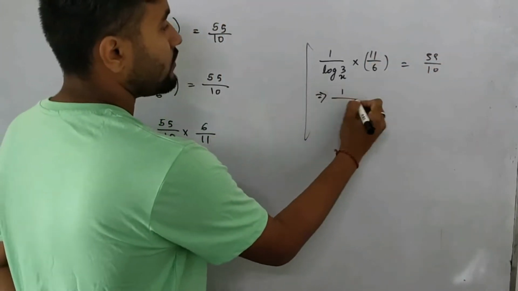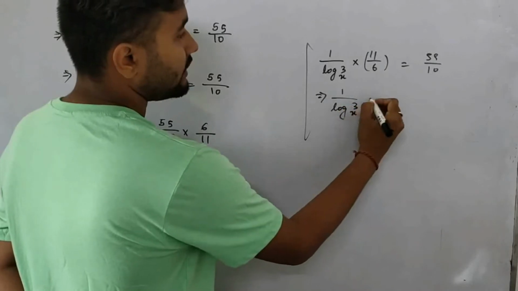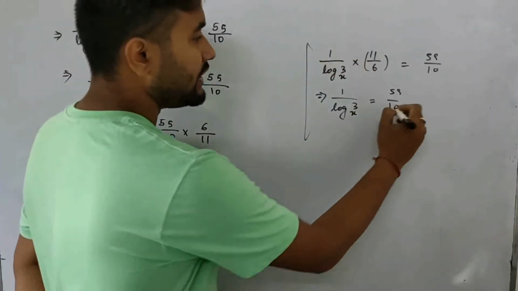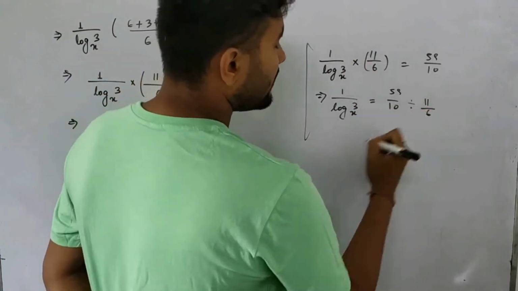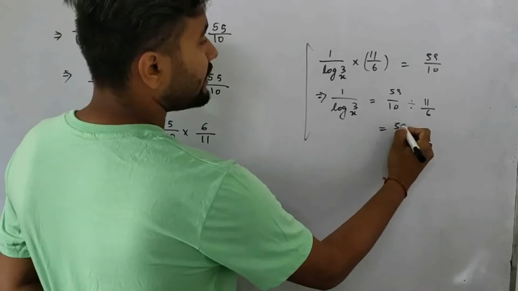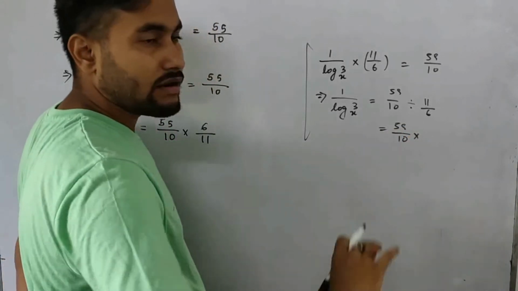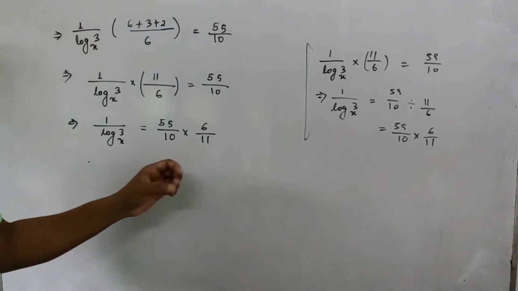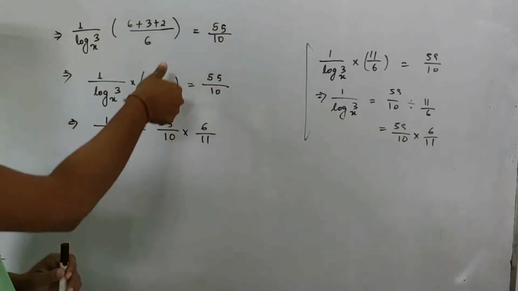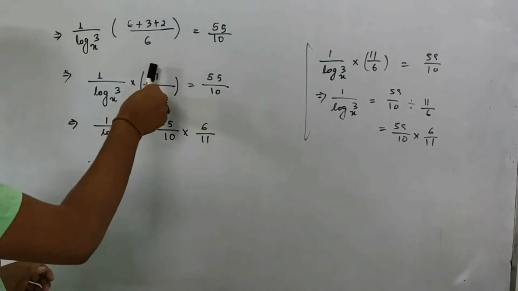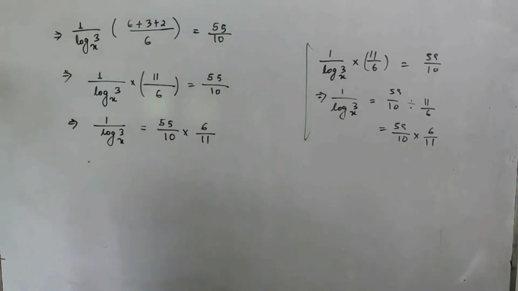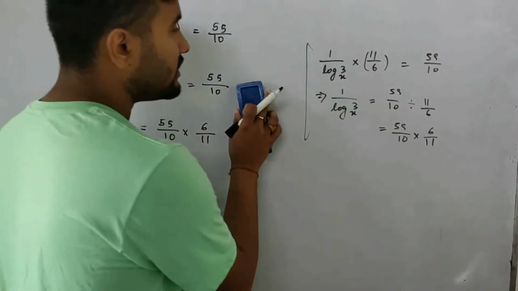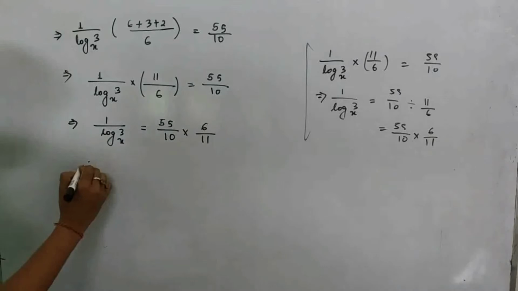So what will happen actually? 1 by log 3 base x will be equal to 55 by 10. Yes, this is into, over there what will happen? Divide. That is divided by 11 by 6. Now this divide, if I write into, then that part will get reciprocal 6 by 11. So directly I have written this will be into, just reciprocal this one, 6 by 11. 11 by 6 will become 6 by 11. Direct shortcut you can go, but no need to write this step divided by 6 by 11. Directly you reciprocal, okay?